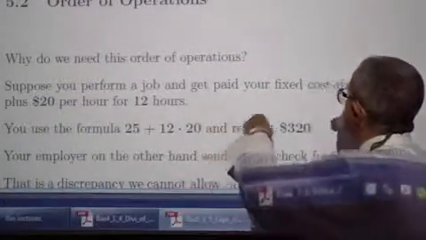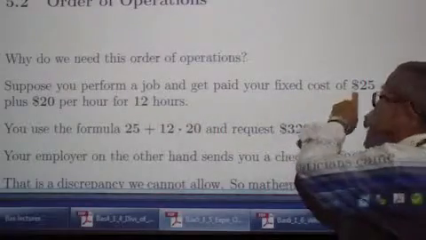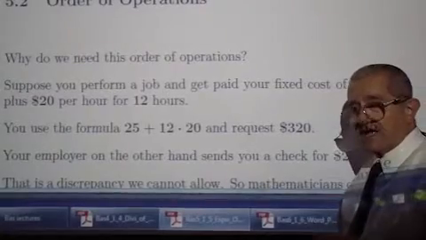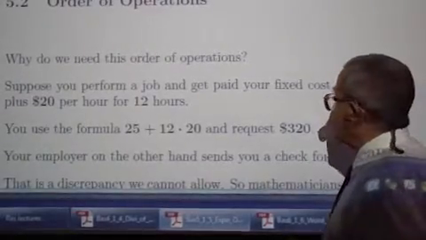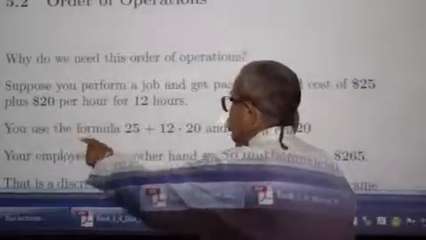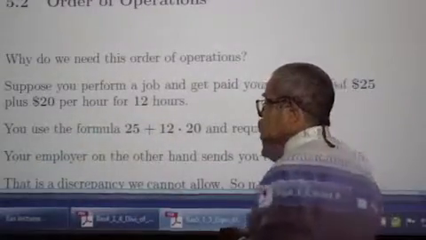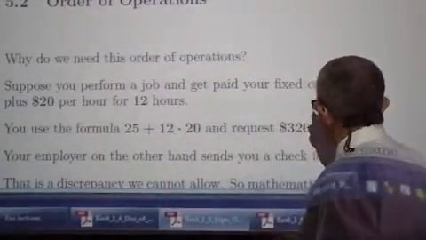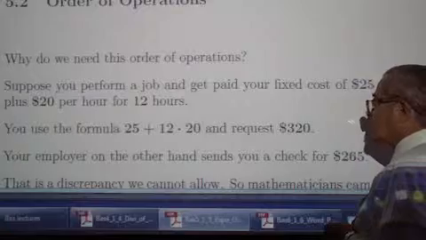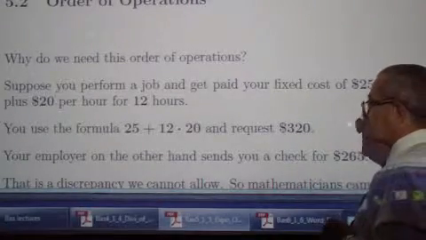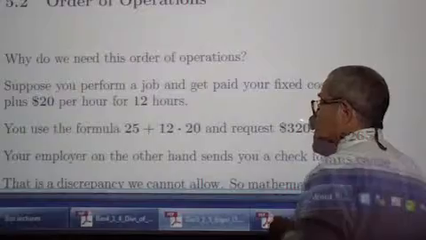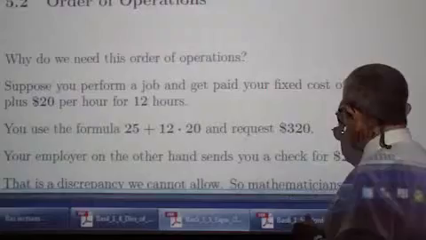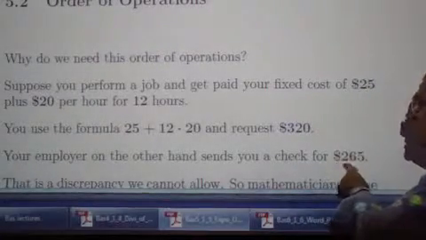Suppose you perform a job and get paid a fixed cost of $25. Fixed cost: you arrive there, you sign in, you get $25. And for each hour that you work, you get $20, and you work for 12 hours. So you should be getting 25 plus 12 times 20, which is 240 plus 25. It looks more like it would be 265.